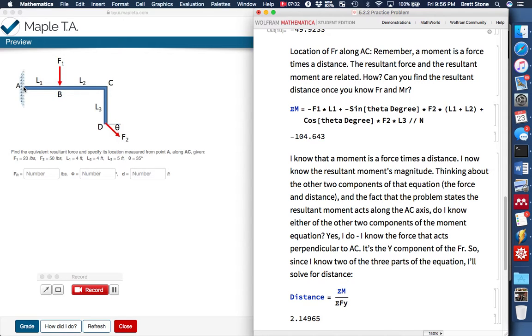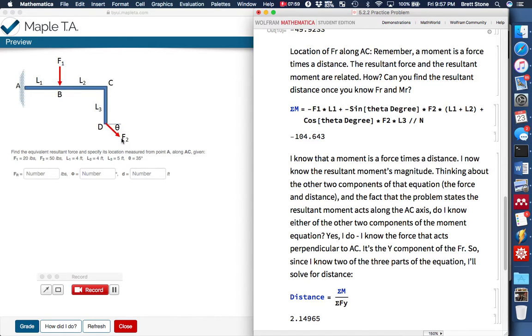So if we stop and think about that for a minute, and we're thinking about moments instead of forces, and we take our moment about point A, wouldn't F1 cause a moment about point A? If it's pushing down like that, I would say that's going to cause a negative moment, because it's going clockwise, right? It's going to cause a clockwise rotation about point A.